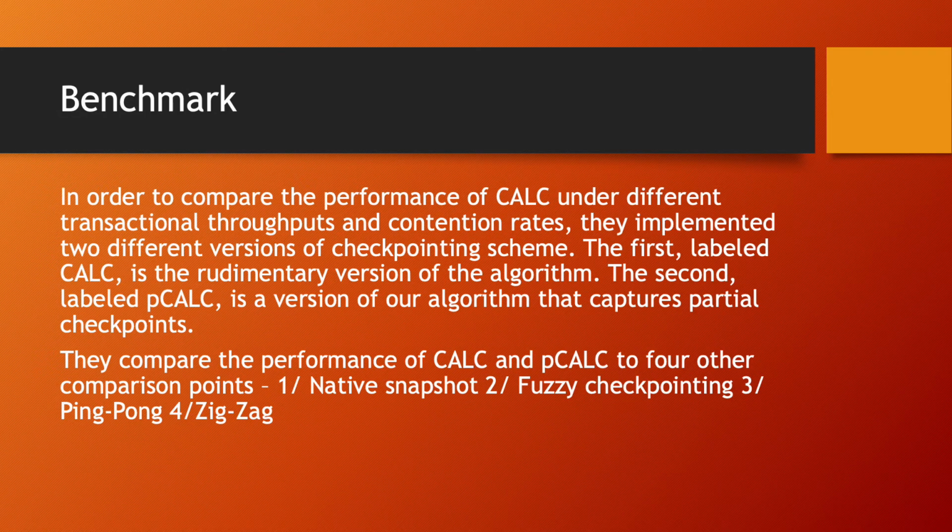In order to compare the performance of CALC under different transactional throughputs and contention rates, they implemented two different versions of the checkpointing scheme. The first, labeled CALC, is a rudimentary version of the algorithm. The second, labeled pCALC, is a version of their algorithm that captures partial checkpoints. They compared the performance of CALC and pCALC to 4 other comparison points. First, native snapshot, second, fuzzy checkpointing, third, ping pong, and fourth, zigzag.